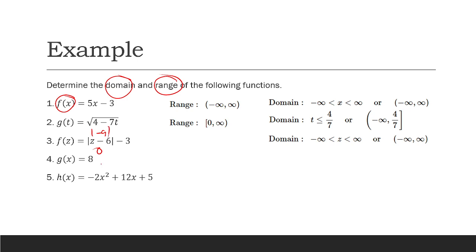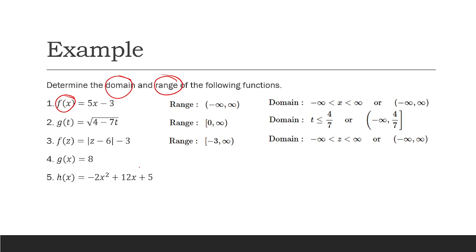Negative 9. Kaso, naka-absolute value. So, that's still positive 9. So, mas malaki pa rin siya. So, therefore, the smallest value that we can get is 0. Now, at this term is equal to 0, ano yung smallest possible value of your f of z? That is 0 minus 3. So, that is why ang range natin is from negative 3 to positive infinity.